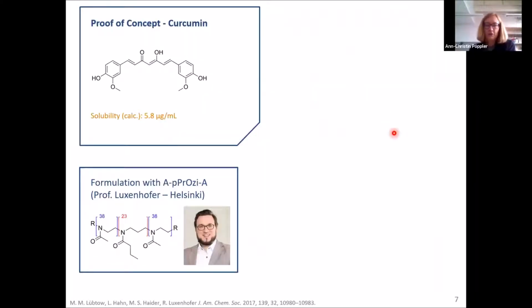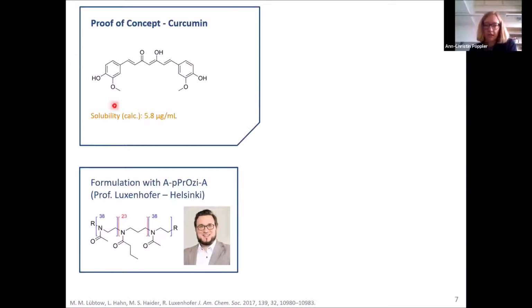So first of all, I would like to introduce you to the polymer platform that is developed in the Luxenhofer group. So Professor Luxenhofer, shown here, is professor in Helsinki. Previously, he was at Würzburg University, and they are making these polyoxazoline triblock copolymers. And they are quite remarkable because in contrast to the currently available polymers, they can encapsulate almost twice as much as, let's say, the standard that is available on guest molecules.